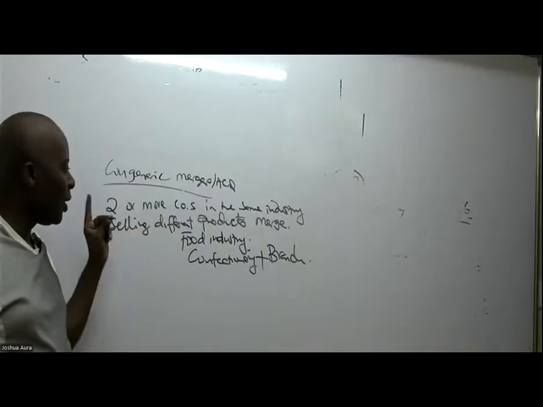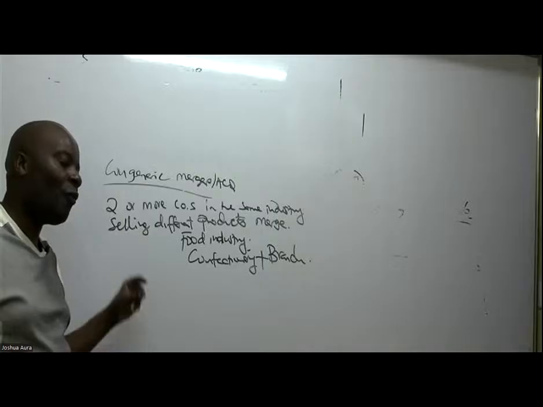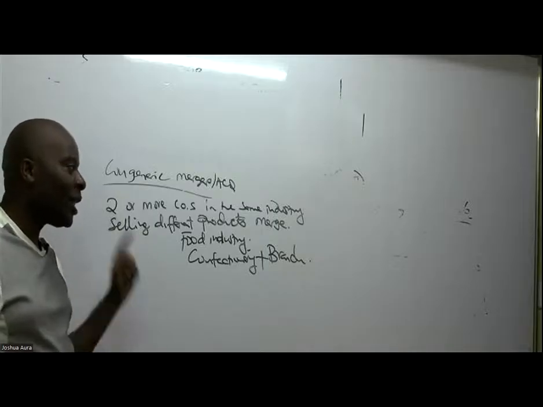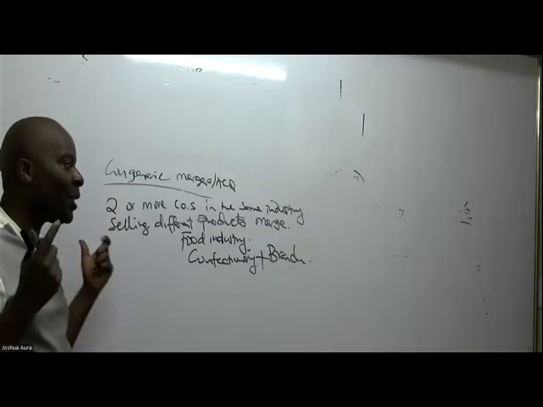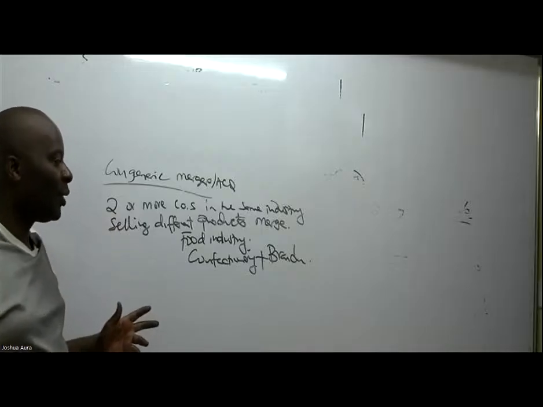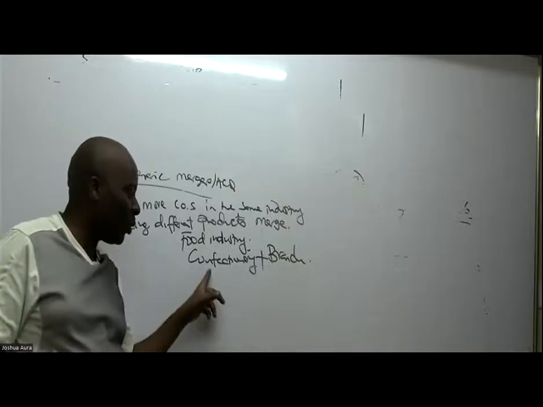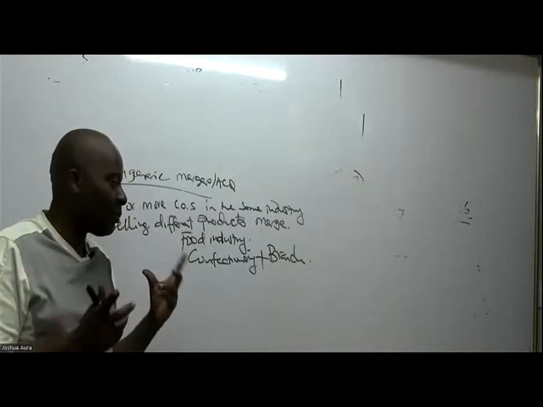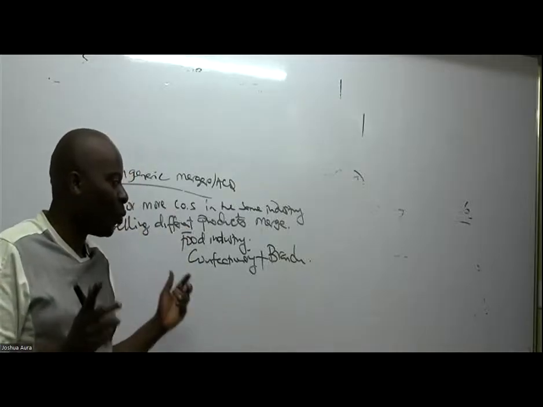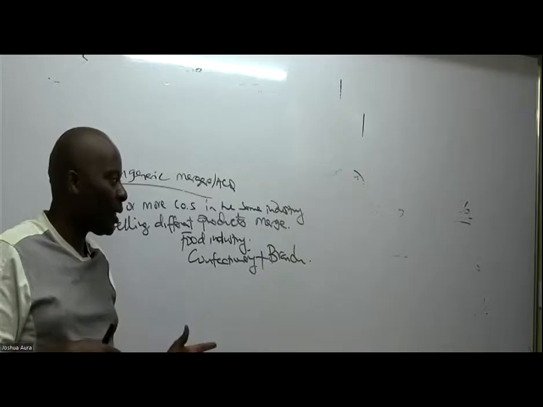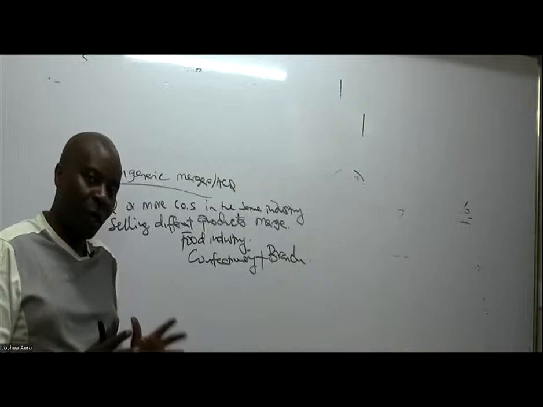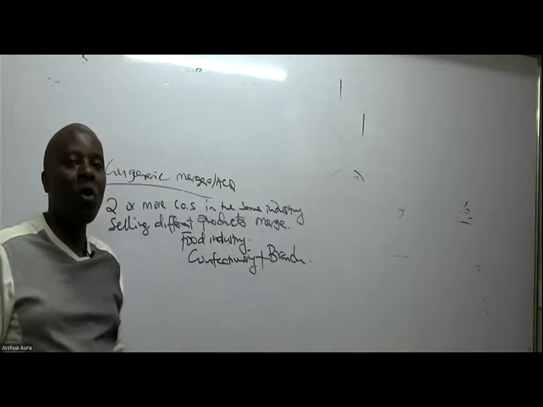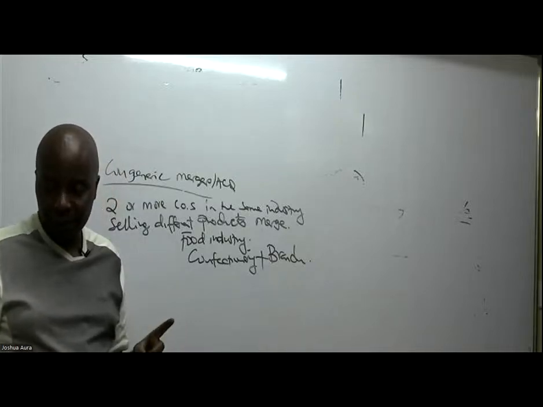Congeneric mergers are where we have two or more firms in the same industry. Basically, in a way, they are competitors in this industry. They are in the same industry, but they are selling different products. When they come together, we call that a congeneric merger.